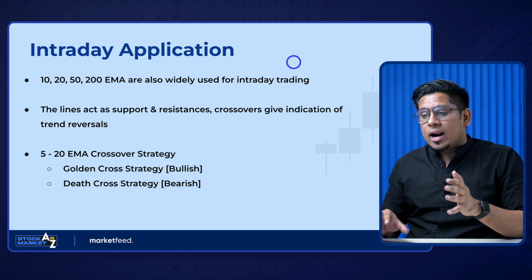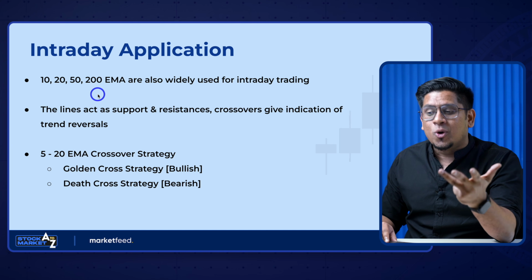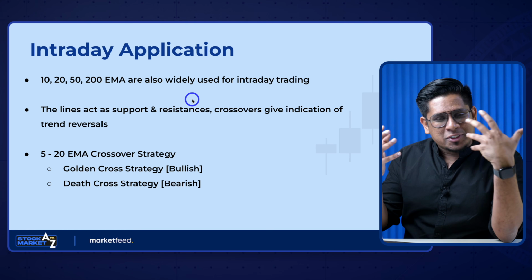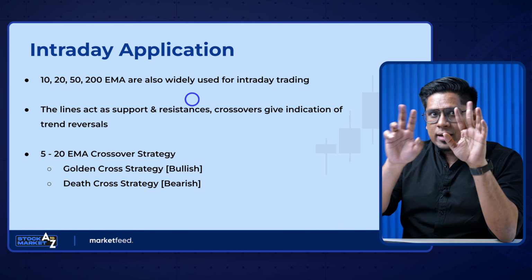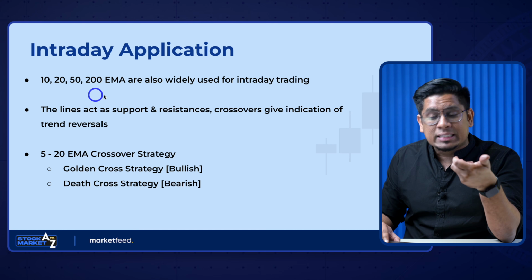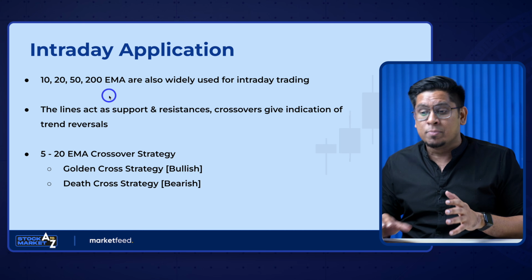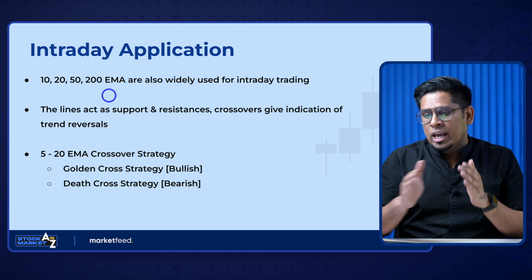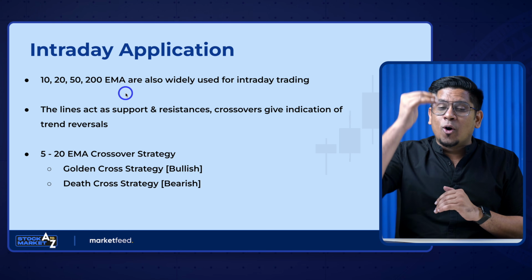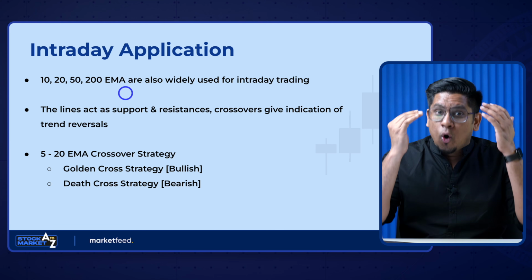So when it comes to intraday application, as you can see here, 10, 20, 50, 200 EMA are widely used for intraday trading. I've seen multiple people loving multiple different time frames when it comes to intraday trading, but all of these time frames that you can see here are widely used, popularly accepted. So on your chart, you can add all these EMAs. I know it can be a bit overwhelming, a lot of lines on your charts, but you can actually add all these EMAs onto your chart.